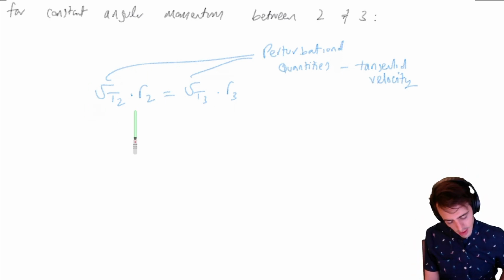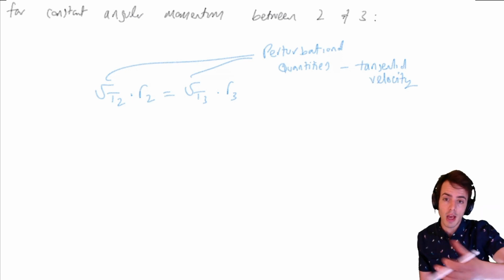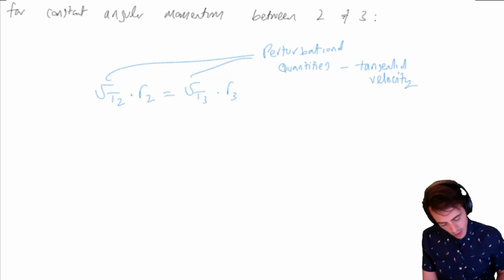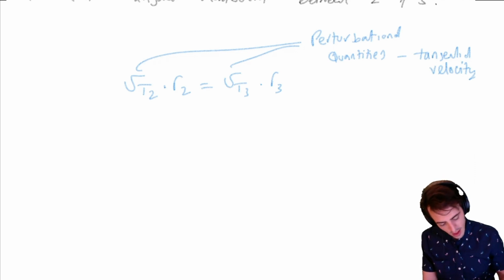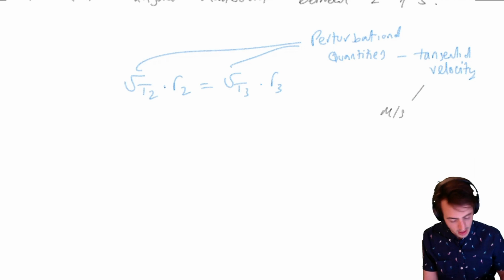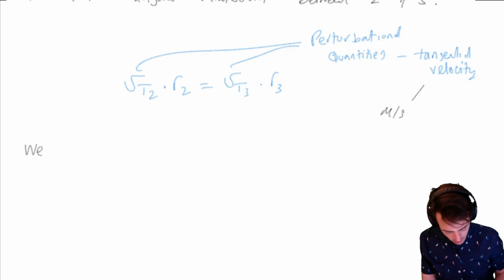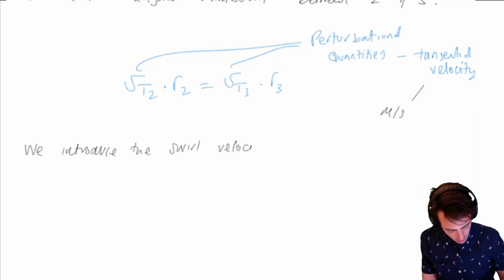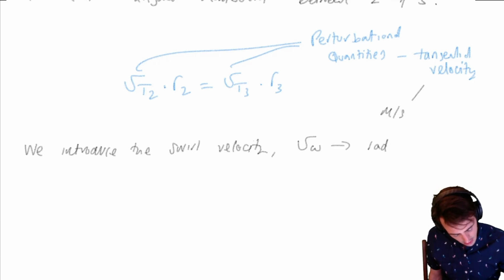So this has to hold true because these are the only parts that can actually change to give us any variation in our angular velocity. So we're going to introduce a new quantity, which is the swirl velocity. These are tangential velocities, which have units of meters per second. The swirl velocity is the rotational analog of that. So this is then v omega, and v omega has units of radians per second.